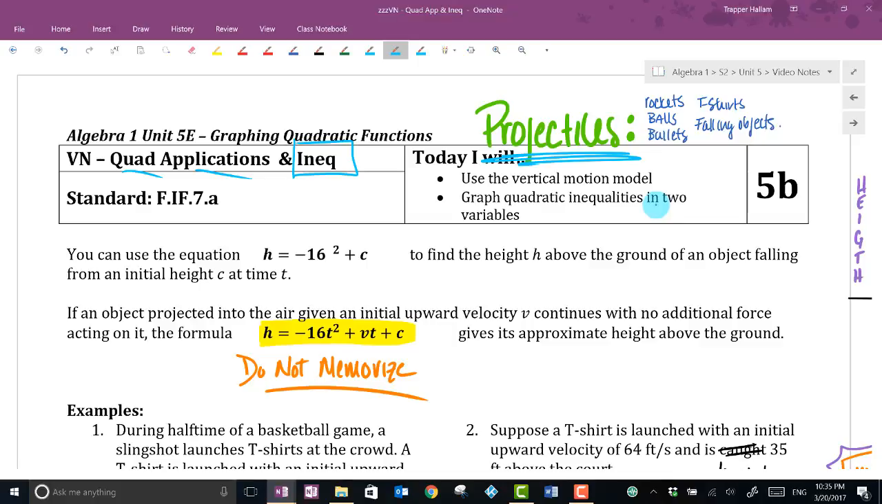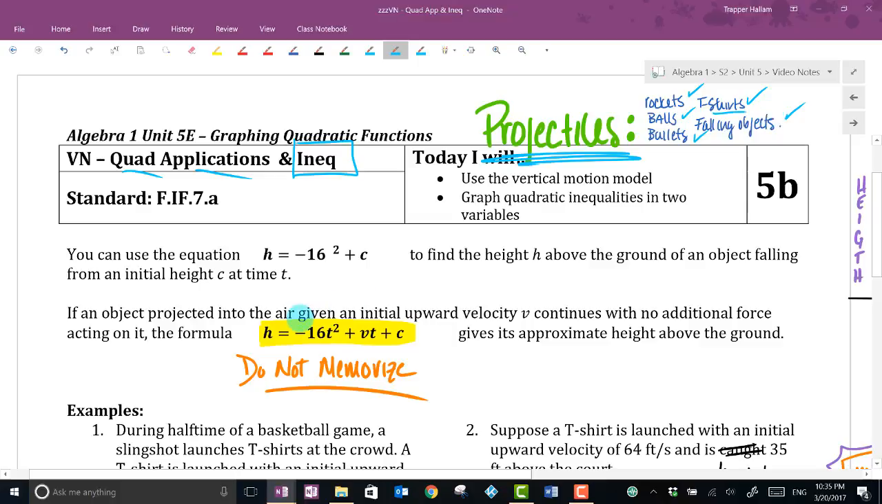So let's talk about this in terms of application. There are plenty of applications, but today we're going to get a little more specific with projectiles. This is anything from rockets to basketballs, any type of balls flying through the air, bullets, t-shirts, falling objects. T-shirt sounds weird, but that's where our example is going to fall.